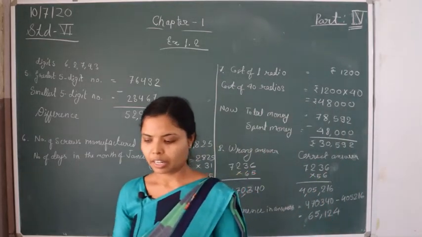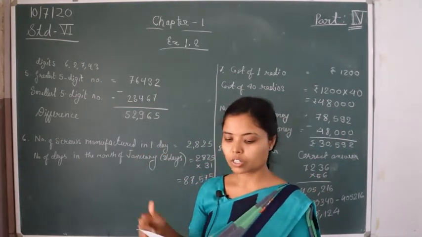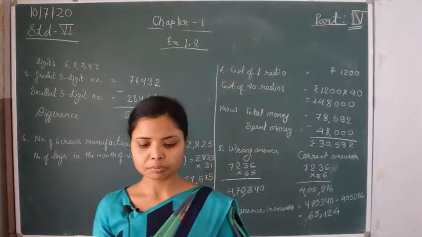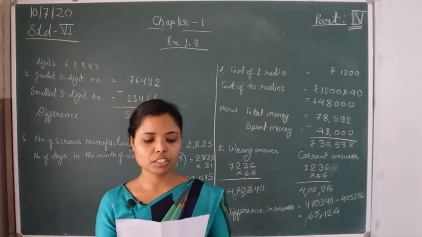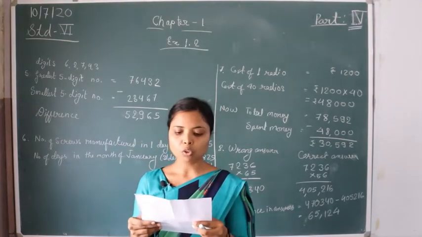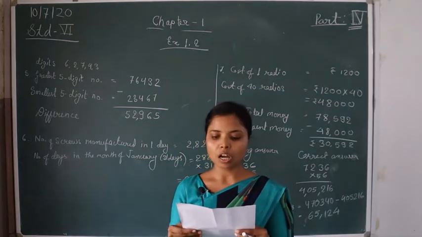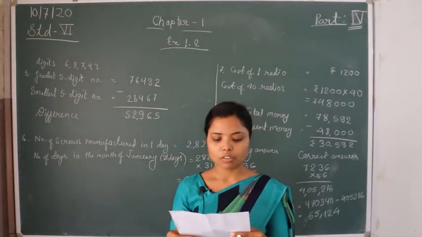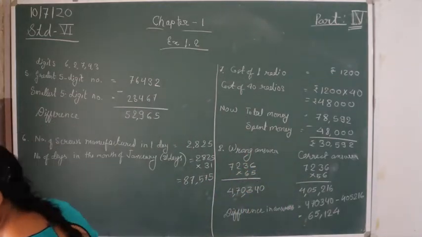Okay. Then number 9 we will solve here. To stitch a shirt, 2 meter 15 centimeter cloth is needed. Out of 40 meter cloth, how many shirts can be stitched and how much cloth will remain?